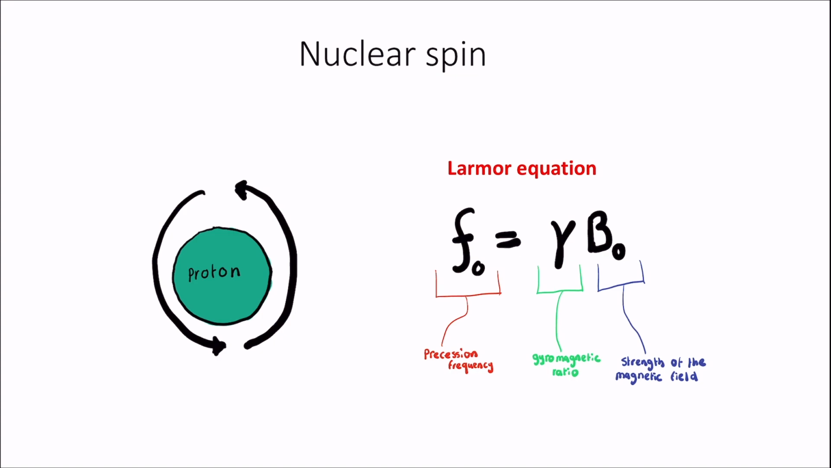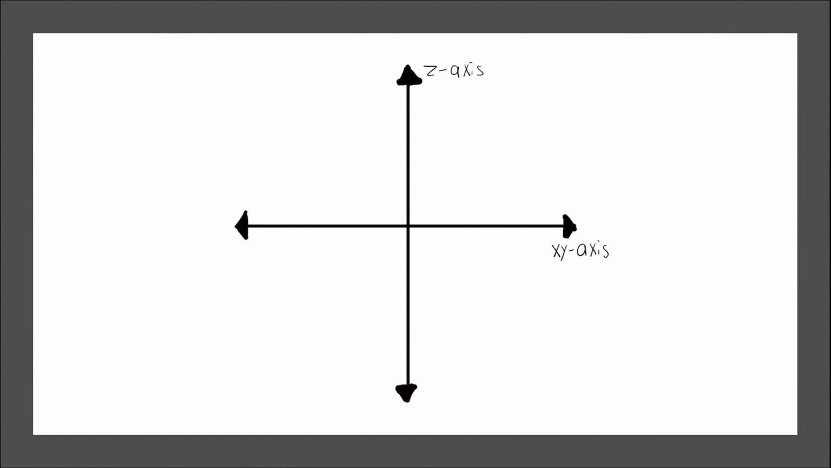And then also B0 is the strength of the magnetic field, which we induce with the magnet of the MRI, and that in clinical occasions is oftentimes 1.5 Tesla or 3 Tesla, depending on what we want to measure or see.